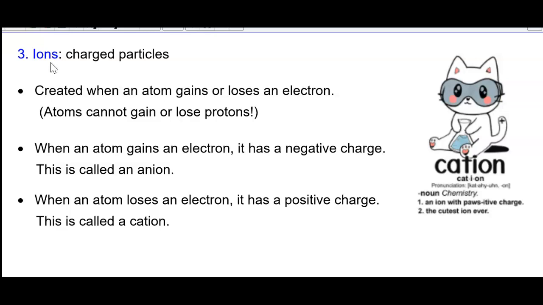When an atom gains an electron, it has a negative charge. It means it has more negatives than positives. So it's a negative charge. This is called an anion. Think of the word onion. They are negative to smell.